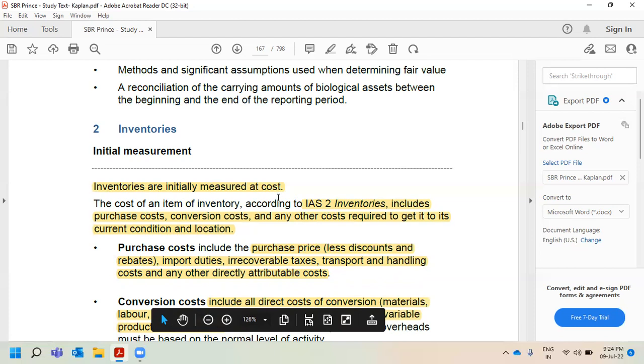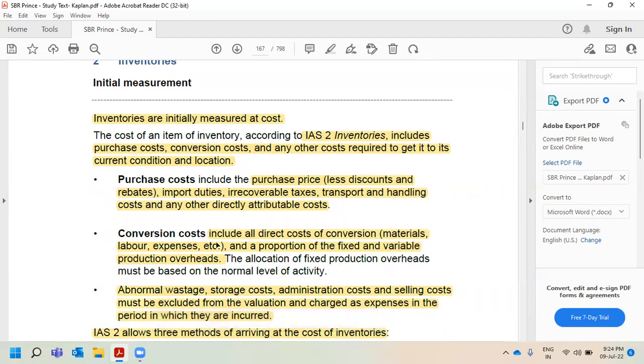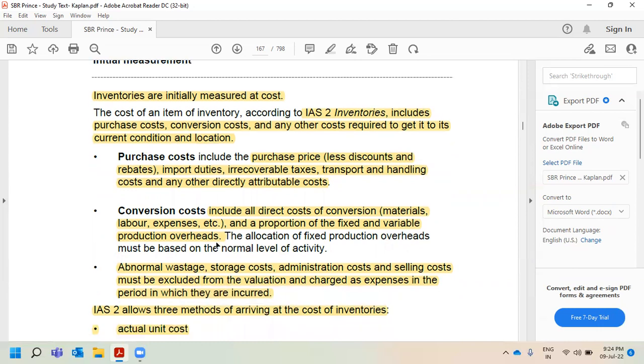Then we have conversion cost. Conversion cost is for work in progress or finished goods. It is mostly applied to those inventories.